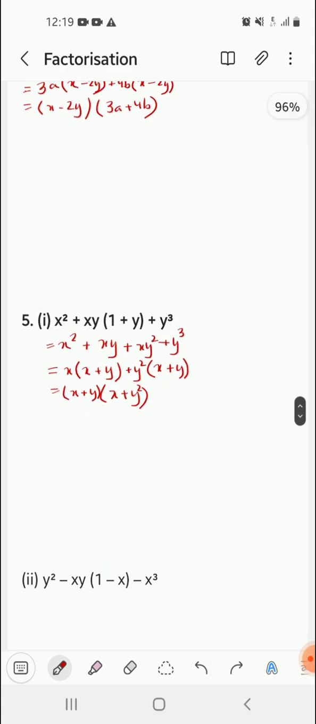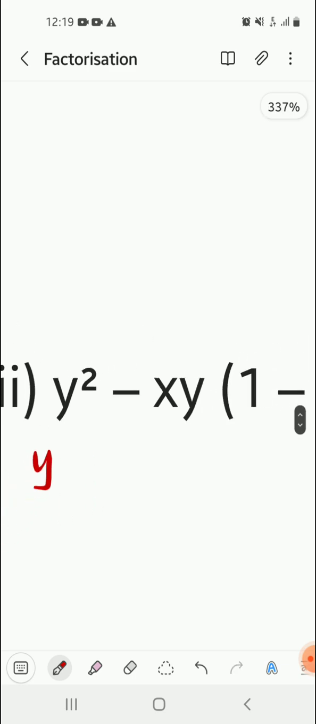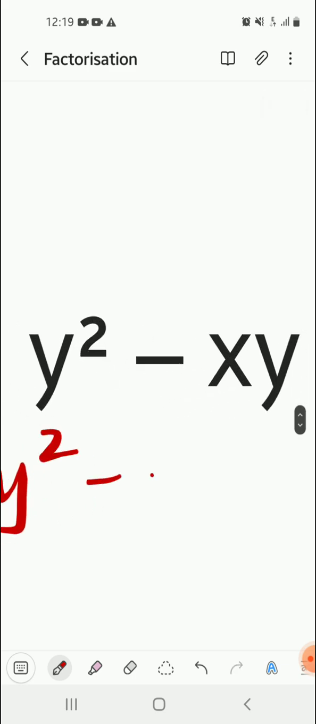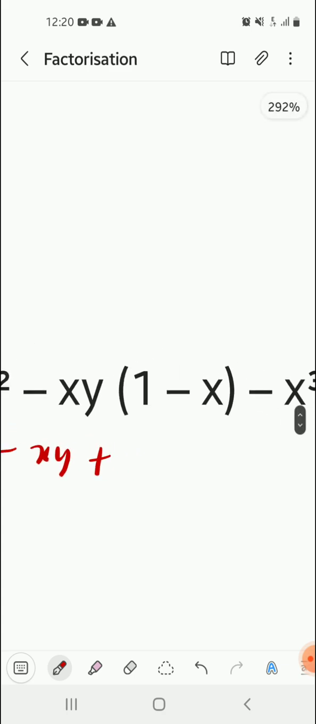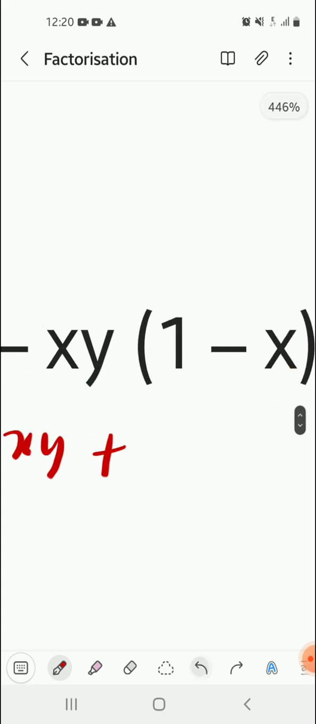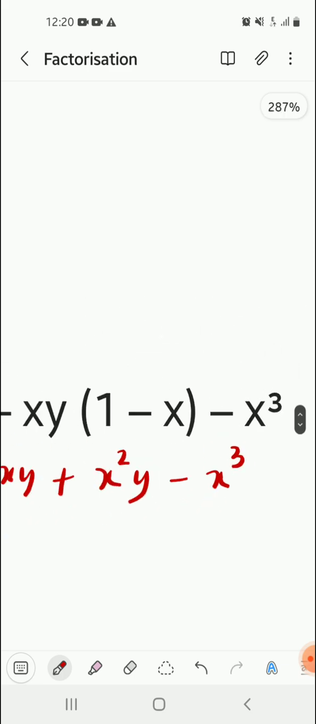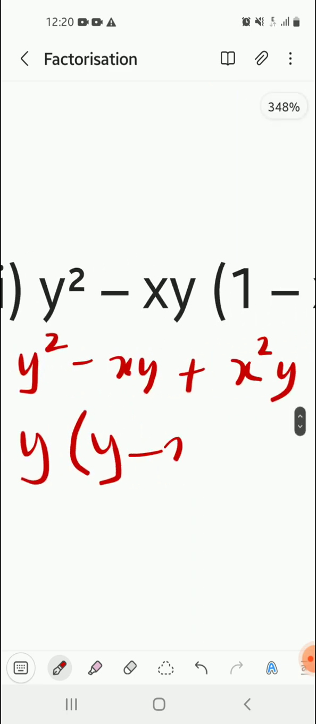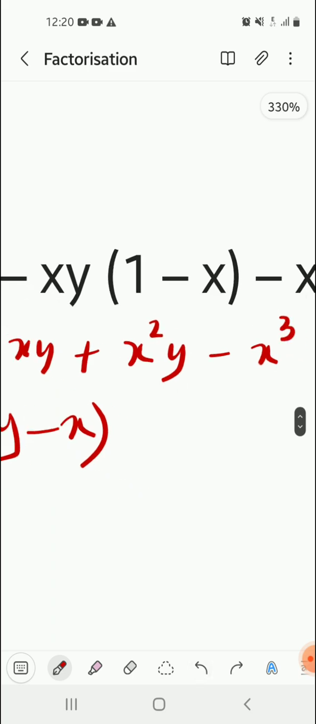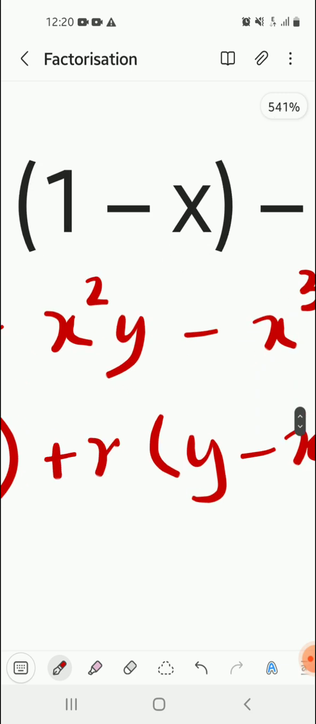Moving on to the next. Here we've got y square. Similarly solve it. Minus xy into 1 will be minus xy. Minus into minus is plus. xy into x is x square y, minus x cube. Find the common factor first. We've got y in common, so y minus x. Here since we have got y minus x, we are going to write the same thing here as well, y minus x. And here plus x square is common.